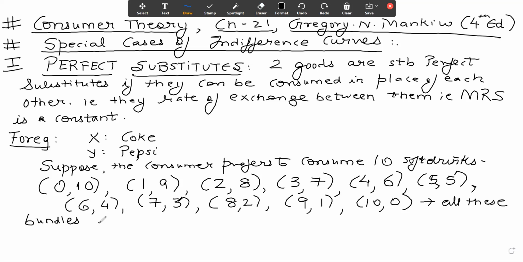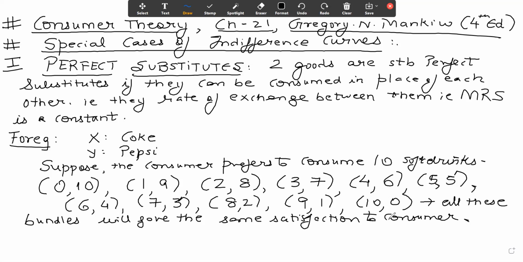All these bundles are going to give the same satisfaction to the consumer. Why? Because assuming that this consumer is not any brand follower, all he wants are soft drinks. If there are 10 soft drinks he prefers to consume, you can give him 0 Coke with 10 bottles of Pepsi, or 1 bottle of Coke with 9 bottles of Pepsi, or so on. All these combinations will give the same satisfaction to the consumer.